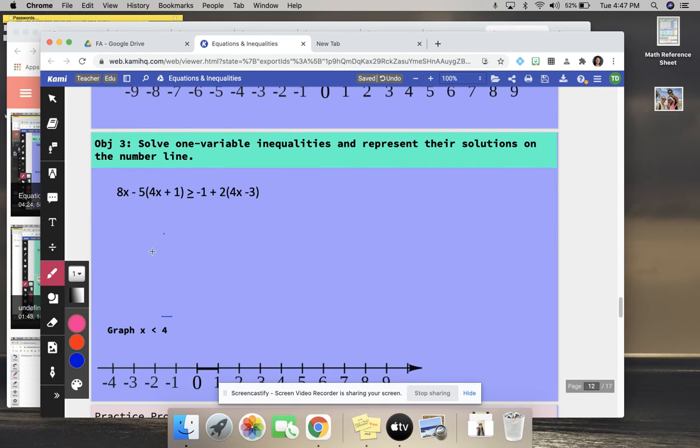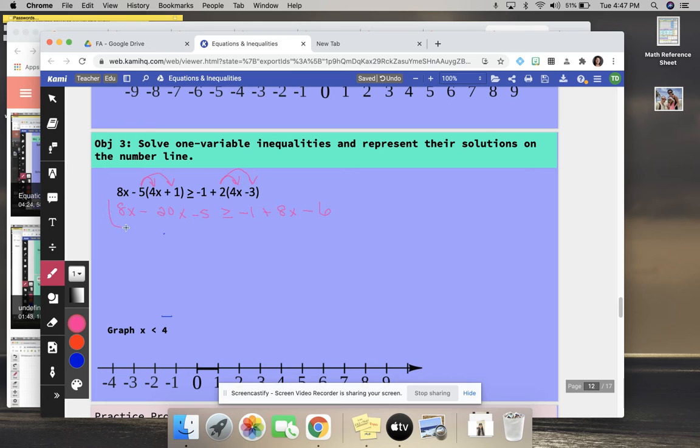Our next equation has distribution in there. So we're distributing the 5 inside parentheses. We're distributing the 2 that are inside the parentheses. So we're left with 8x minus 20x minus 5 is greater than or equal to negative 1 plus 8x minus 6. Okay, so let's see.